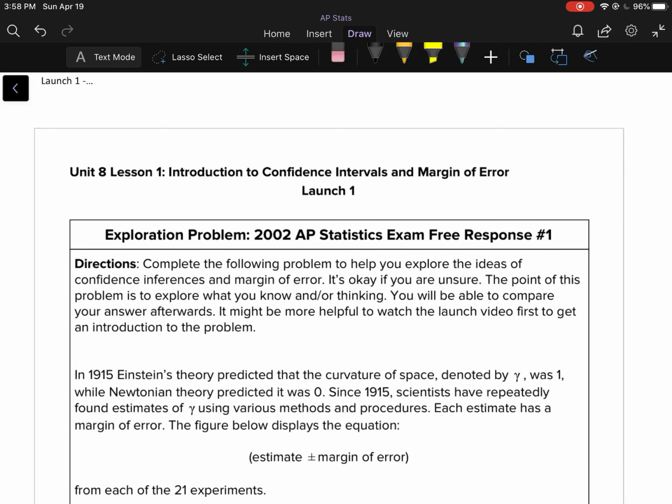Hey everyone, I'm going to go over the first launch to Unit 8. This launch is going to be an introduction to confidence intervals and margin of error, just talking about some of the concepts of confidence intervals and margin of error, and getting you to explore these concepts.